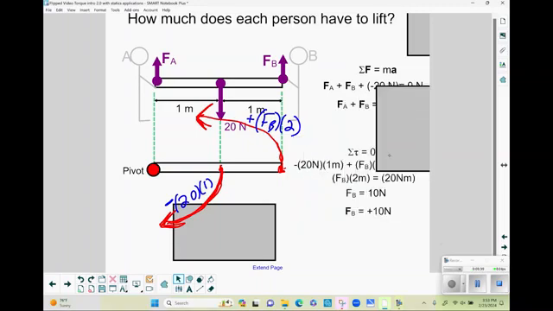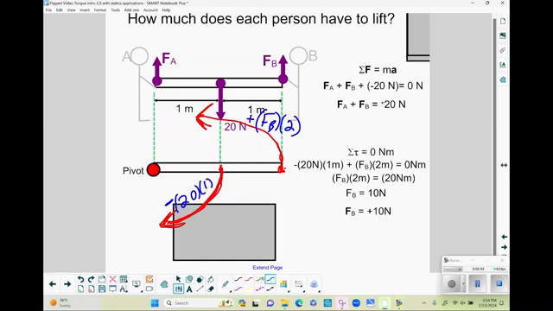If I look at torques, however, I can now say that the net torque of the system is 0, which means the negative 20 newtons times 1 meter plus the Fb times 2 meters must equal 0. Please notice I have only one unknown in this equation. One unknown, one equation is a very solvable situation. Two unknowns in one equation is completely unsolvable.